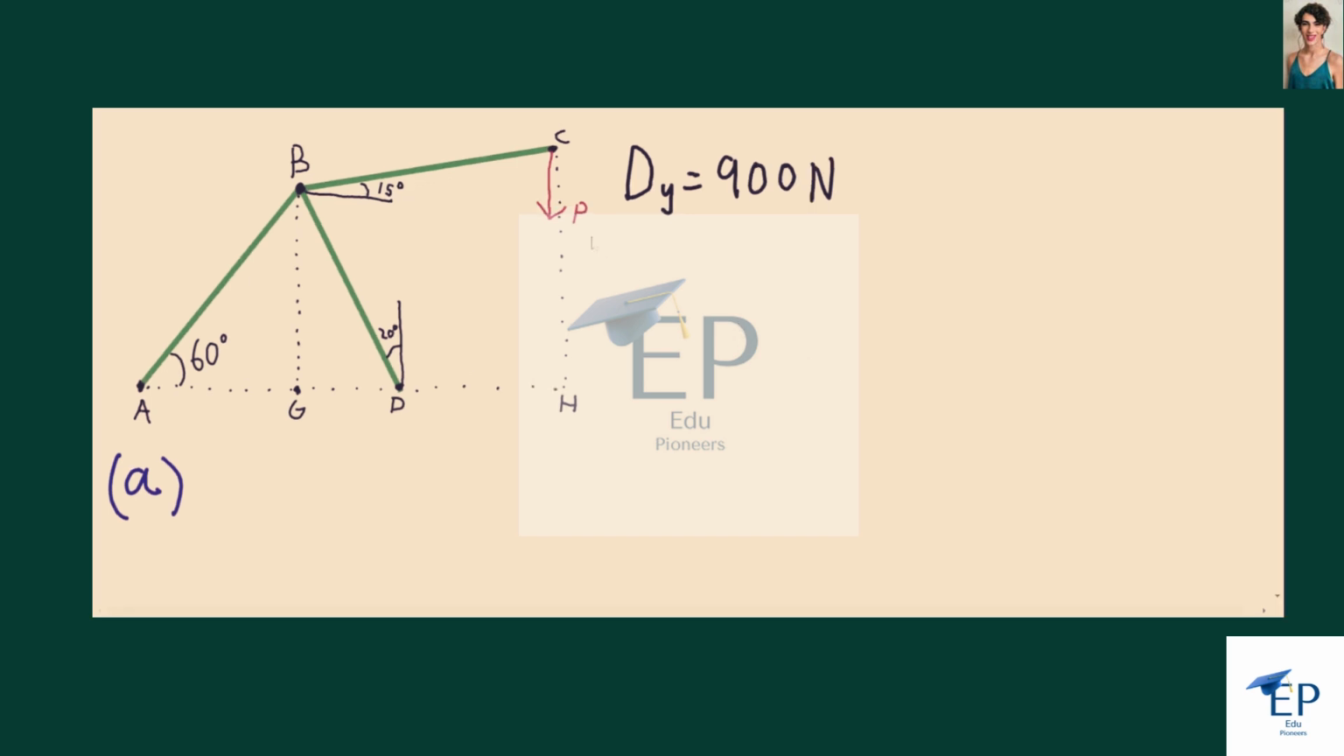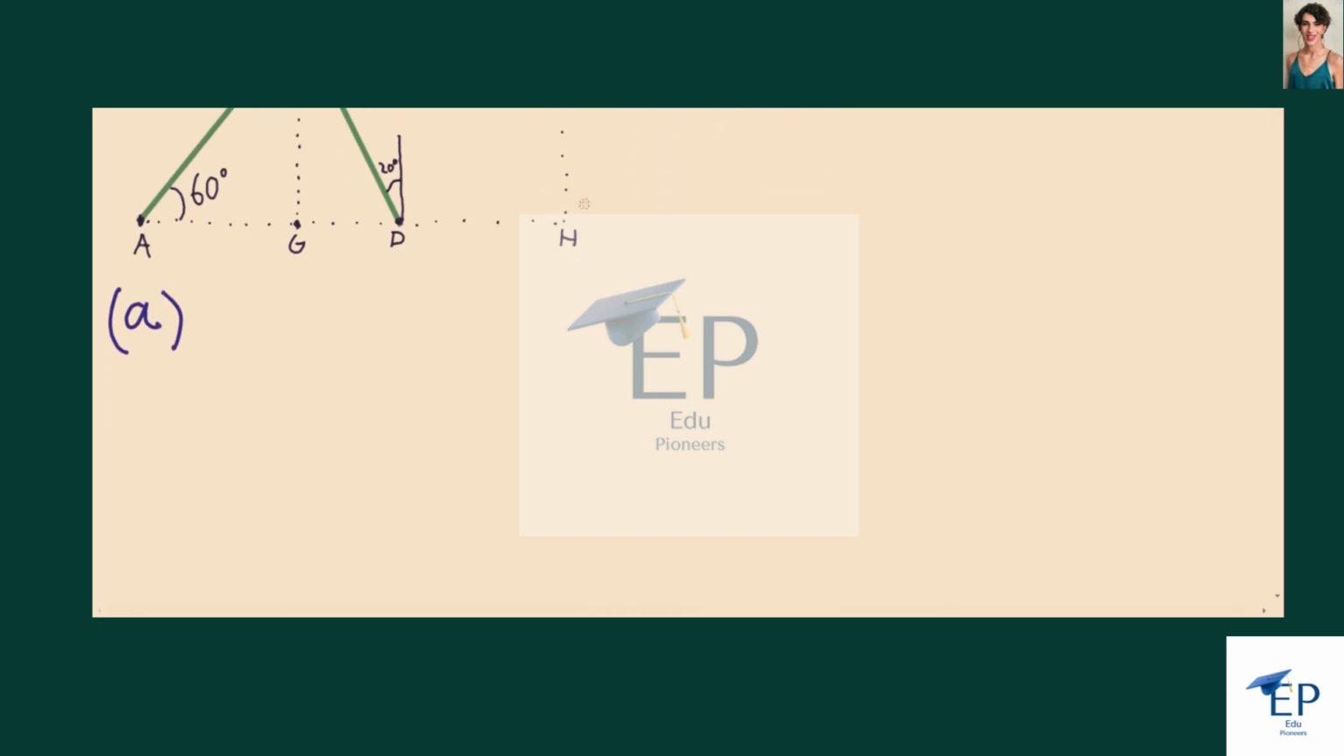This question is asking us to find the force P due to the vertical force at D of 900 newtons. And we're also asked to find the reaction at point A due to the force of P. So to start with, we can write out for part A that the sum of moments about the point A is equal to 0.